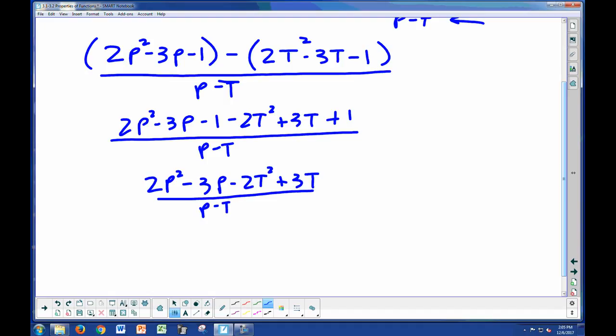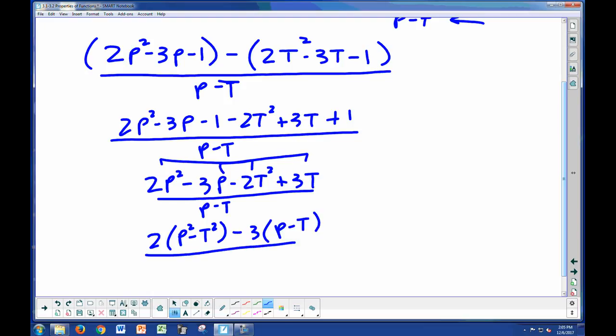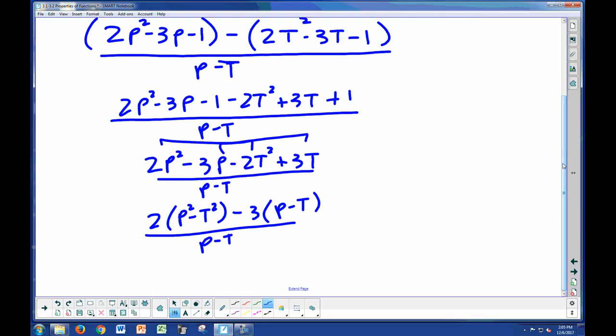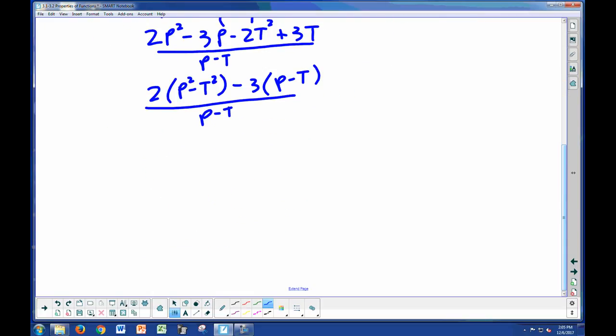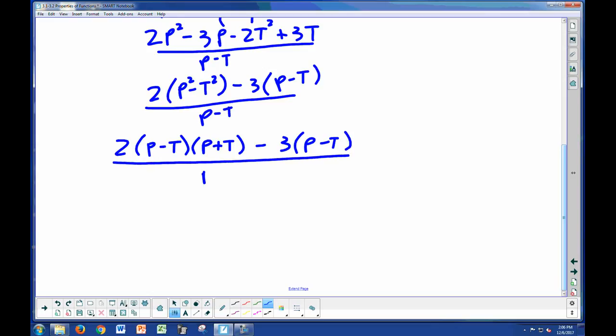And we're going to want to group factor this. So I'm going to actually bring my two terms here together. So that's going to be a 2 times p squared minus t squared, minus a 3, bringing the 3p and the 3t together, p minus t. It's all over p minus t. And we've done this before where we factor out that difference of squares on the left side. So on the left side, we're left with p minus t times p plus t. And on the right side, a p minus t. This is over p minus t.